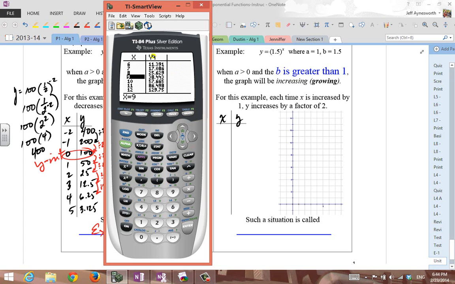Now we want to start the table at -2. So go second window, which is your table set. Change it to -2. Set your delta table to be 1, which means we count by ones. Go ahead and now hit second graph, and you can see how your table starts at -2. All right, so when x is -2, we get 0.44 roughly. Let's go ahead and write that down.